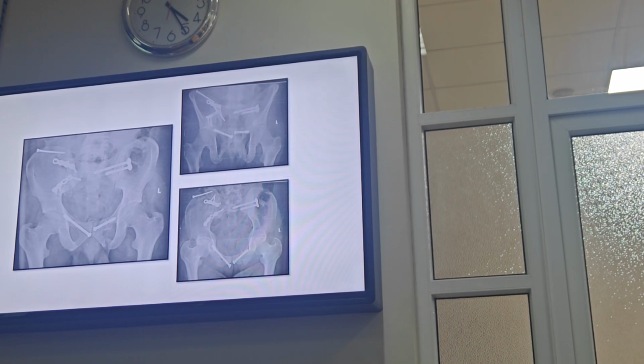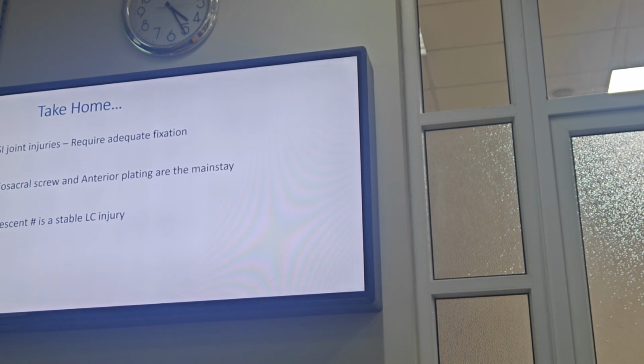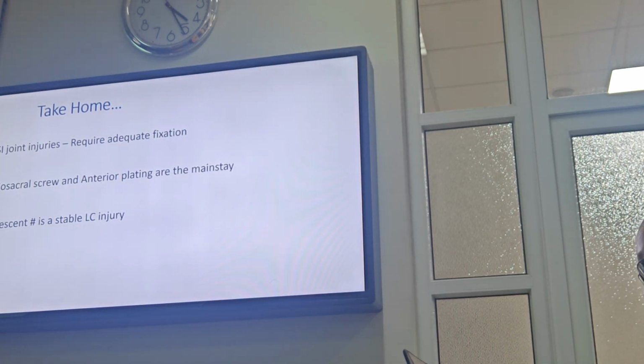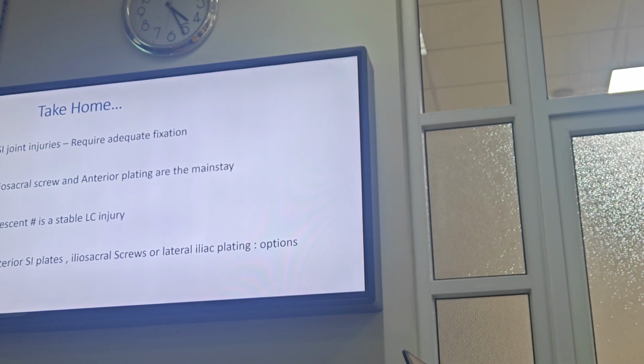So here it requires complete fixation, posteriorly, anteriorly, and then you will be able to fix all the branches. So remember, these injuries are important. Both vertical shear and SI joint and sacral fractures, they require either an iliosacral screw fixation or the SI plates. Crescent is coming in LC, but these are your options by which you fix them.